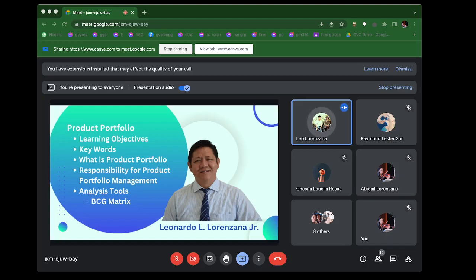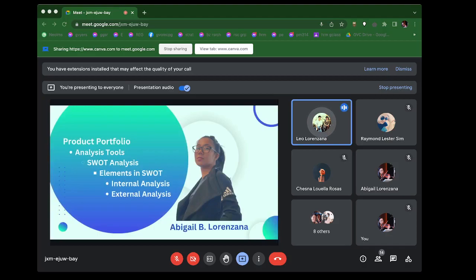Next reporter will be Abigail Lorenzana. She will be reporting on the continuation of the analysis tools. She will be discussing SWOT analysis, elements in SWOT, internal analysis, and external analysis. The next reporter would be J. Mark Vergavera. He will continue the study about the tools for analysis, like the Unsup Matrix, process for product portfolio selection, and summary.